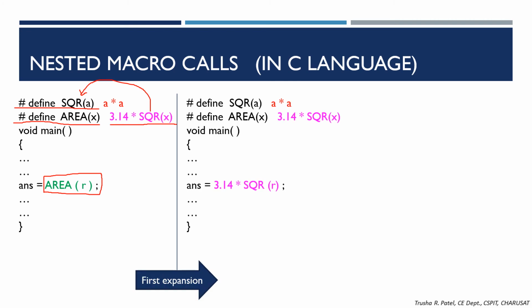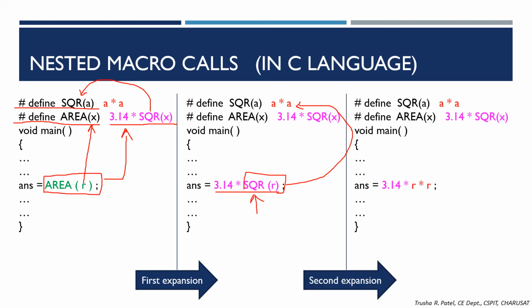So after the first expansion, this area will be replaced with the body of area and it will become 3.14 multiplied by sqr(r). So this r is mapped to x. Now this sqr is again a macro, so this sqr will call this macro. So that will go for the second expansion. After the second expansion, this r will be mapped to a, so it will be converted as answer is equal to 3.14 multiplied by r multiplied by r.